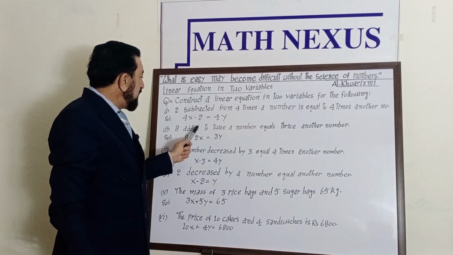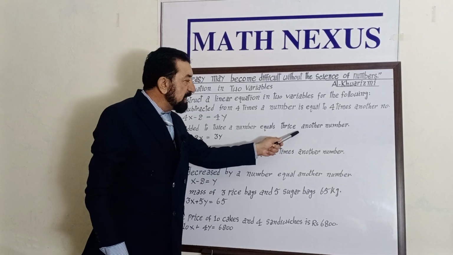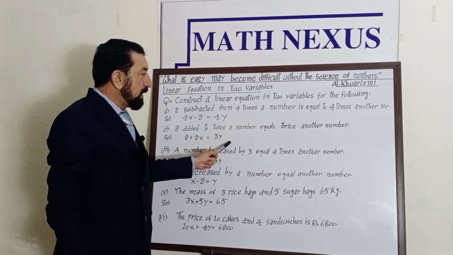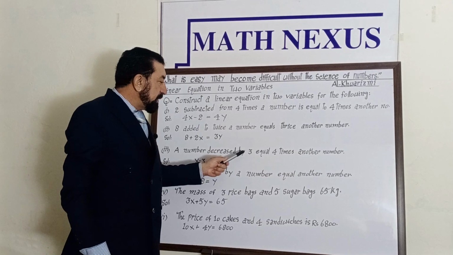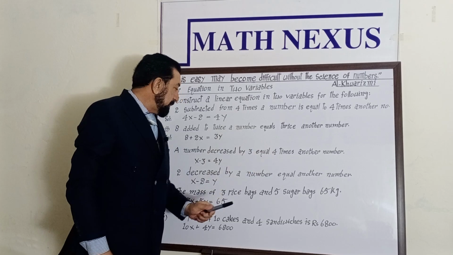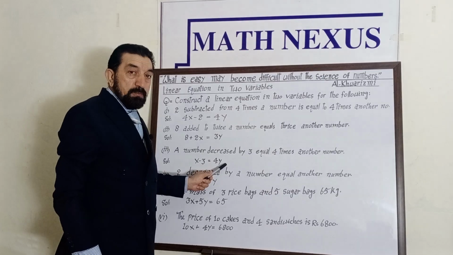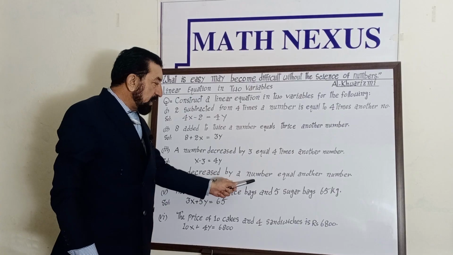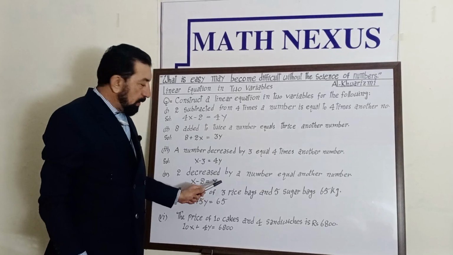Second, 8 added to twice a number equals thrice another number. This can be written as 8 plus 2x equal to 3y. Thrice a number means 3y. Third, a number decreased by 3 equals 4 times another number. Let x is a number, 3 decreased, x minus 3 equals to 4 times another number means 4y. 2 decreased by a number equal another number. X minus 2 equal to y.